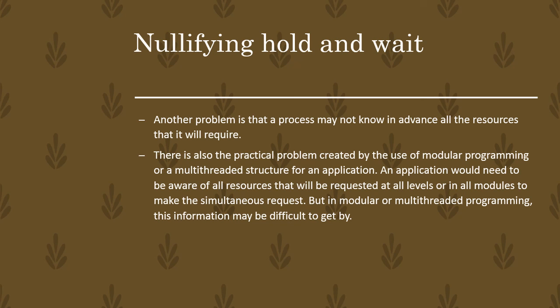There is also the practical problem created by the use of modular programming or a multi-threaded structure for an application. An application would need to be aware of all resources that will be requested at all levels or in all modules to make the simultaneous request. But in modular or multi-threaded programming, this information may be difficult to get because you may be using functions written by somebody else. You may be using functions from a library that you have not created yourself.